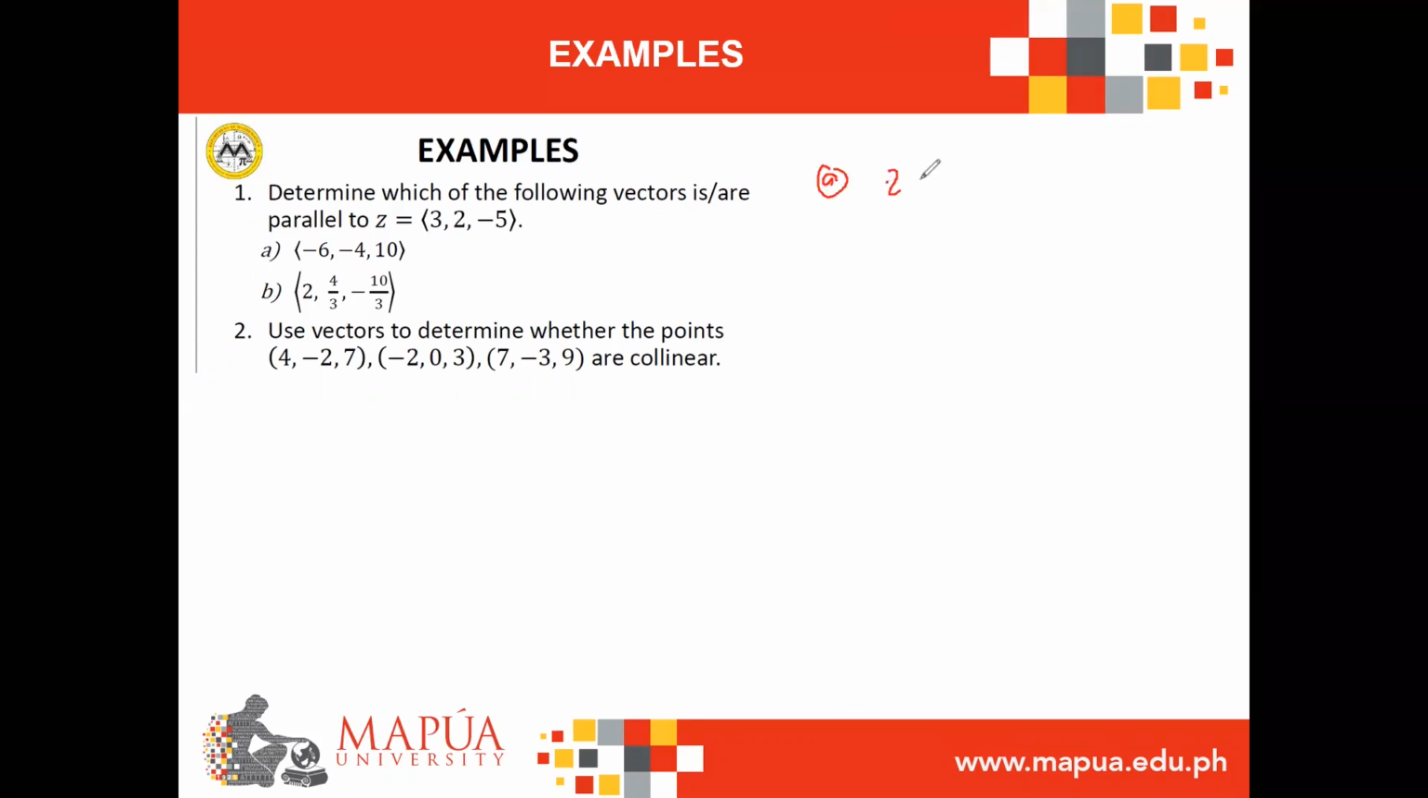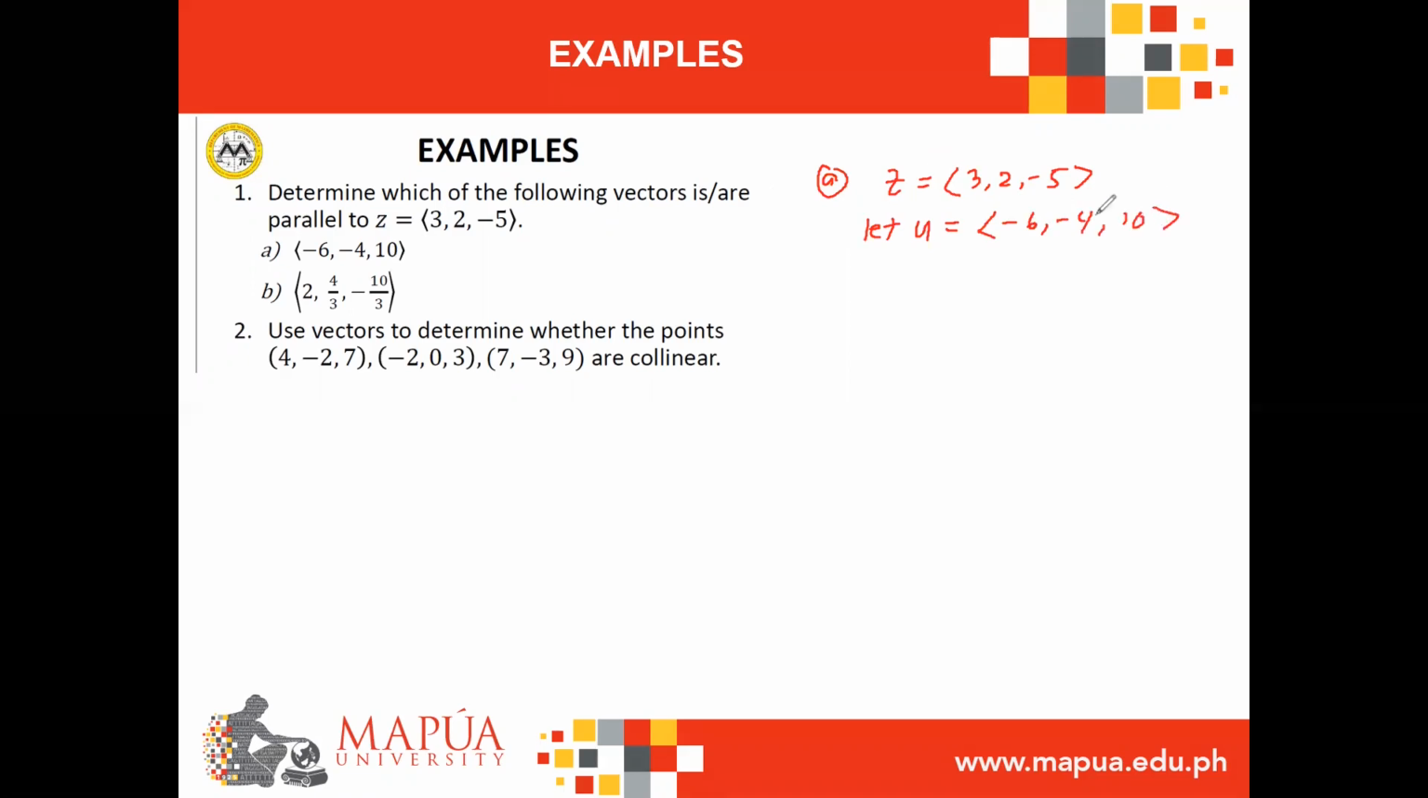for letter A, we have the given vector z equals 3, 2, negative 5. Then the given vector here, negative 6, negative 4, 10 as its components, let this be our vector u. So we have it as negative 6, negative 4, 10. So let's use the concept from a while ago that we have vector u equals c times z. So we can say that the two vectors u and z are parallel if there is some scalar c. So we're going to find what this c is.